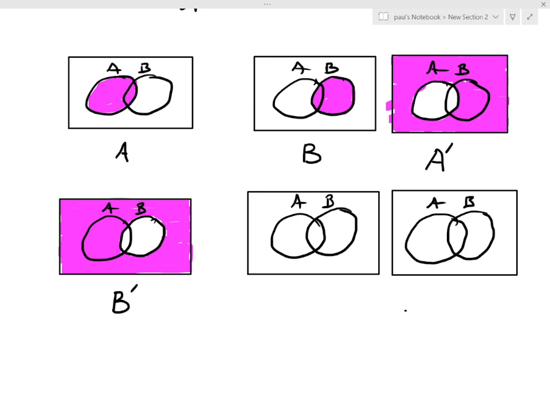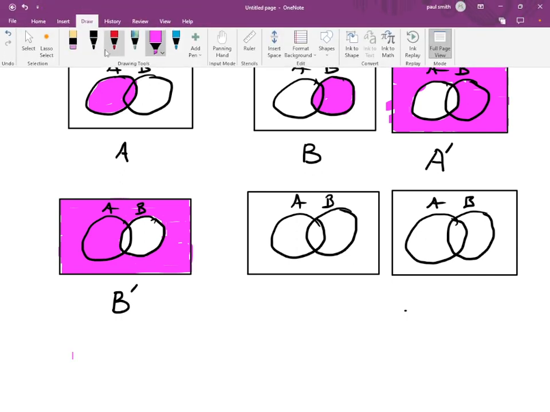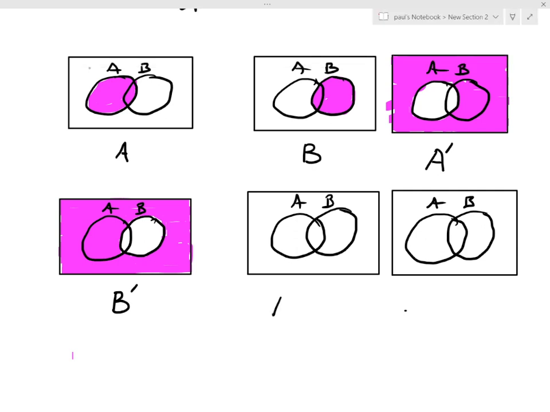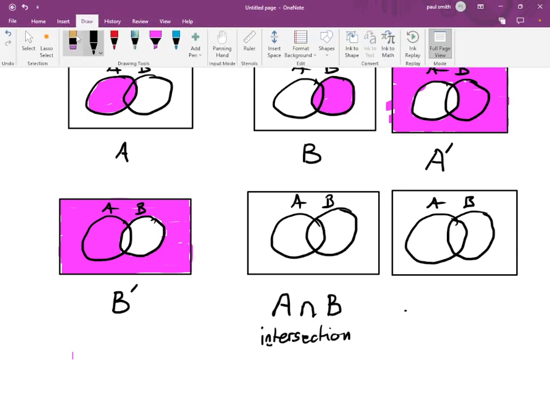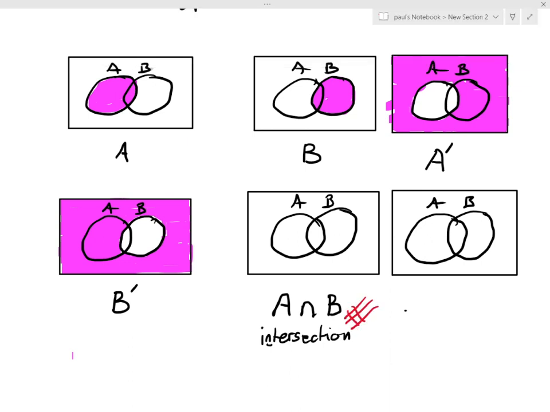Now, let's have a look at this one. Okay, now this one is going to be A or B. Now this is an N, and I'm going to call this the intersection, because there is an N in the word intersection. That reminds me it's this. So for this, I'm going to use a hash type pattern. So I'm going to do the A. Everything that's in A is this.